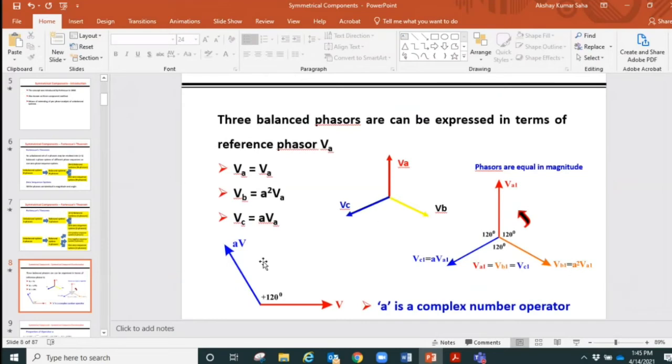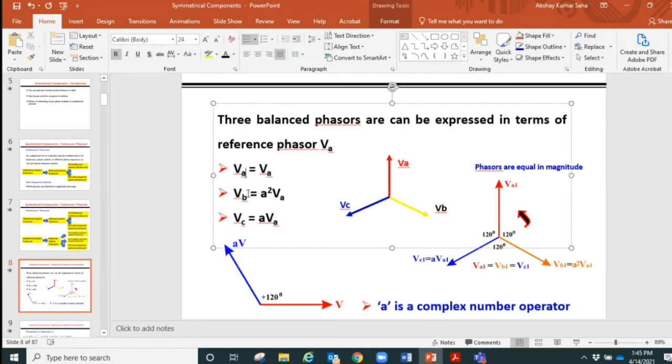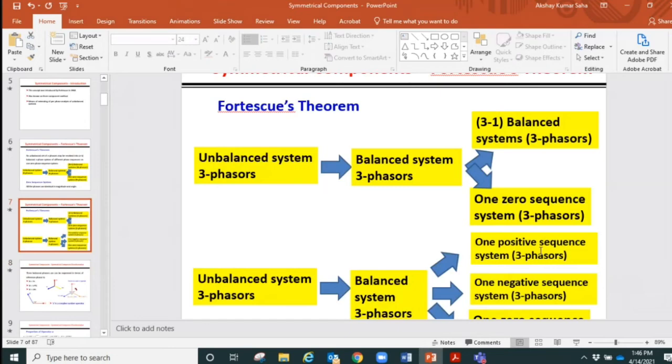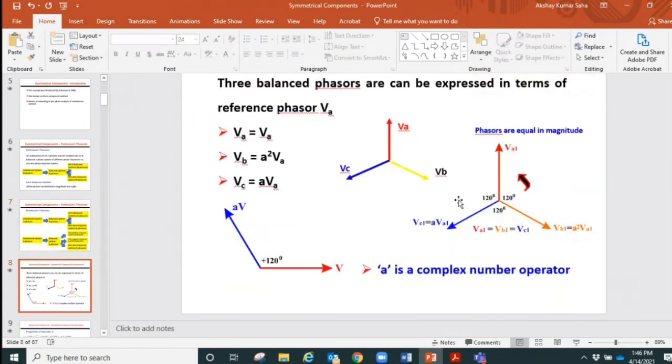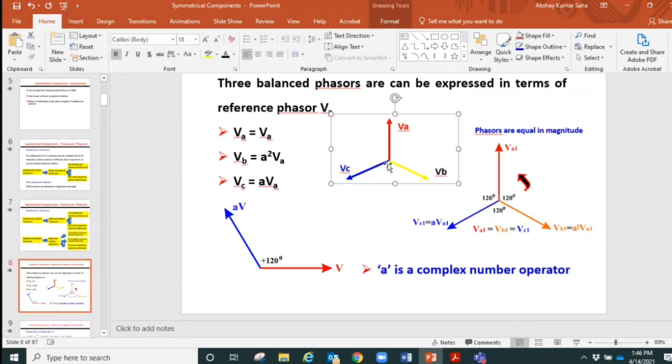So that's the first part, reference phasor, and how we express all the phases in terms of the reference voltage. Now, when it comes to the previous slide, we said we have positive sequence, negative sequence, and zero sequence. Now we have to draw the phasor diagrams according to that.